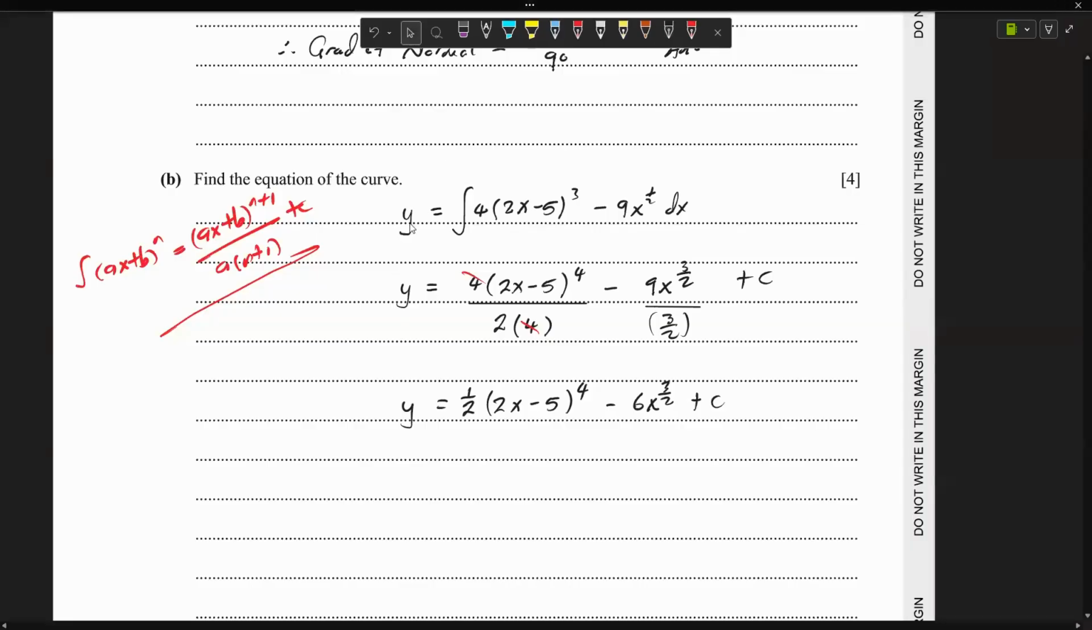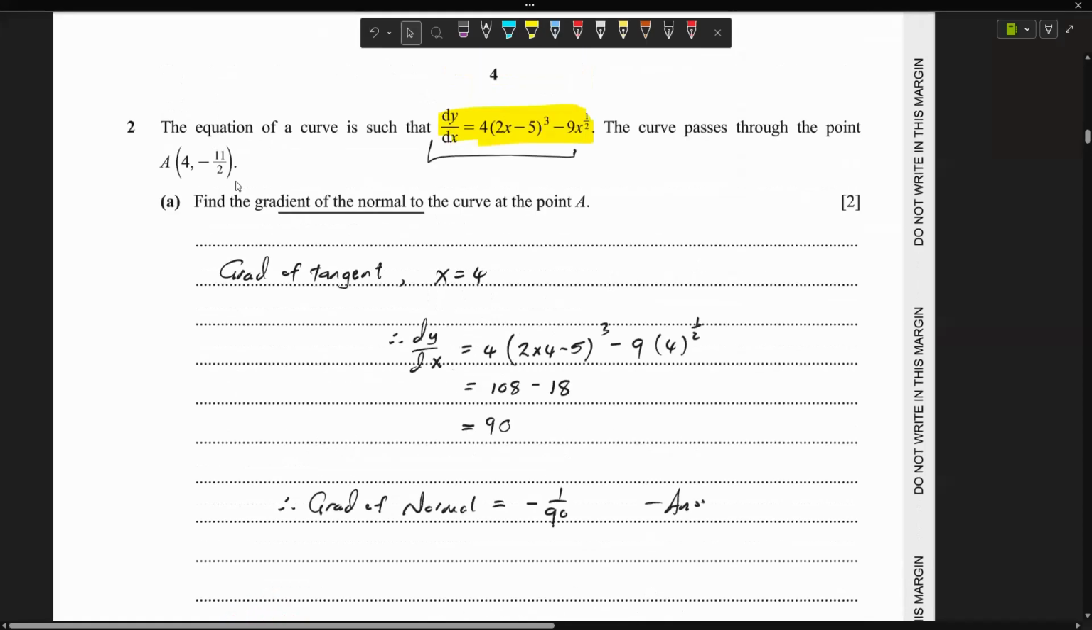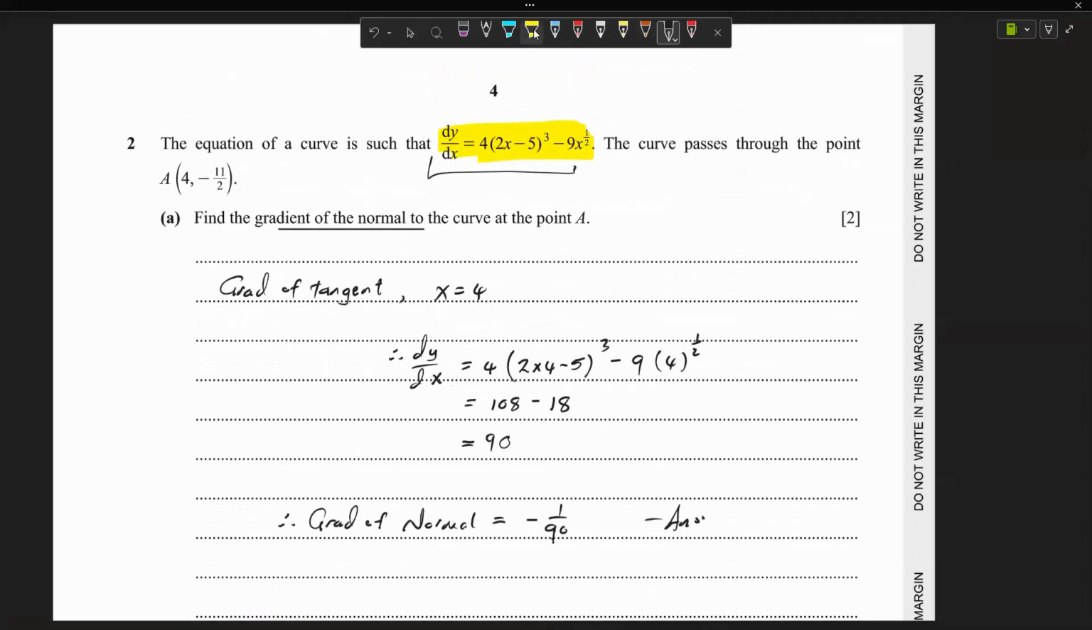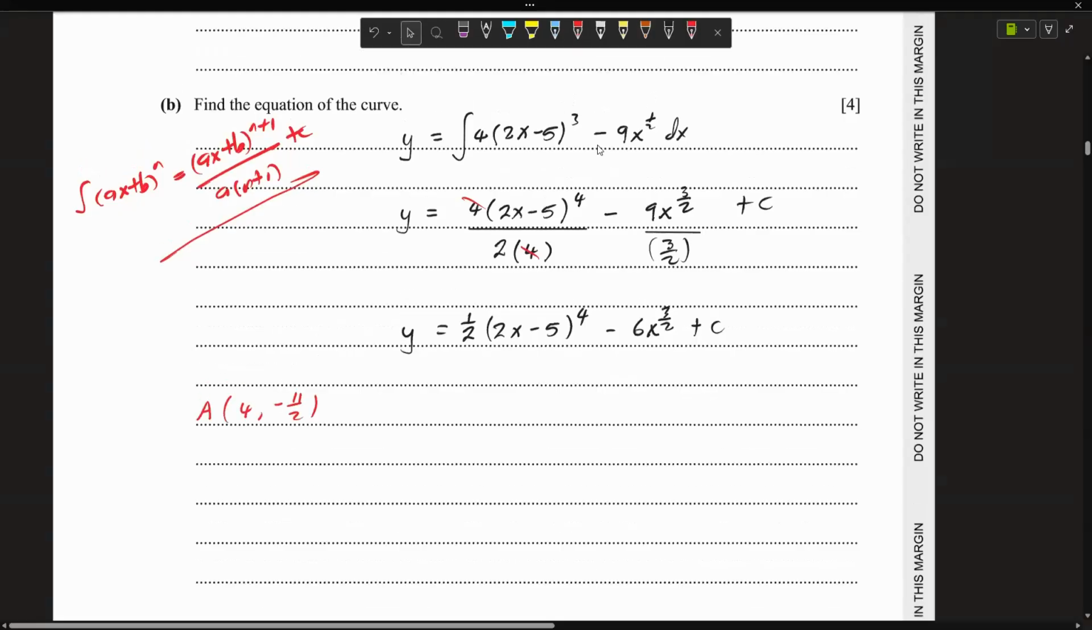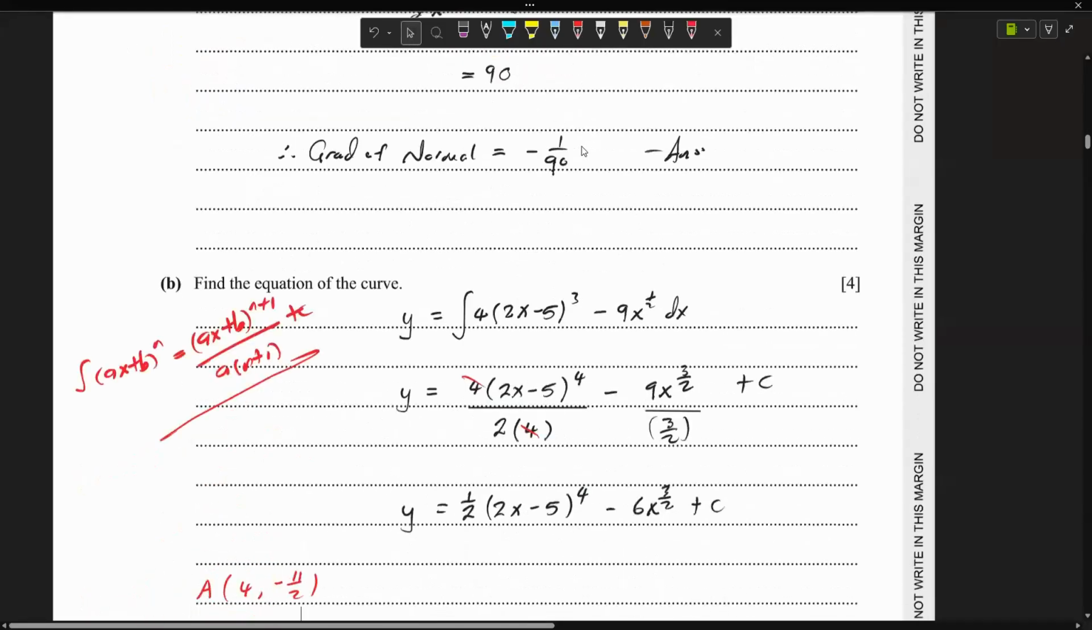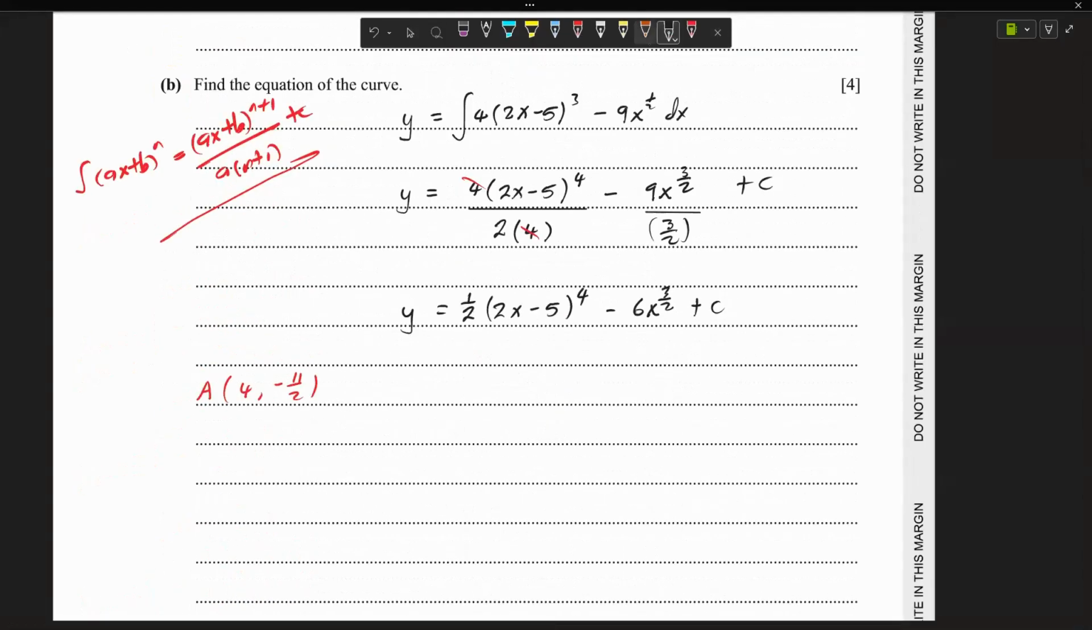Now, the equation of the curve will not be complete if we don't know what the value of c is. So if we can find a point that is on the curve, here we are given that on the curve there is the point A, which is 4 and negative 11 over 2. So we've been given that there's a point A with coordinates 4 and negative 11 over 2, right? That's what they say. So we substitute these values, okay?